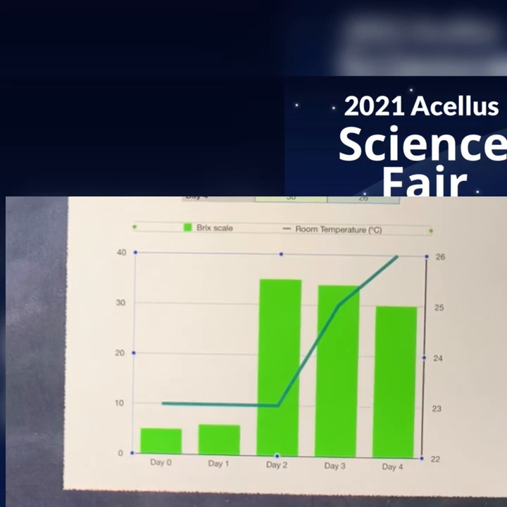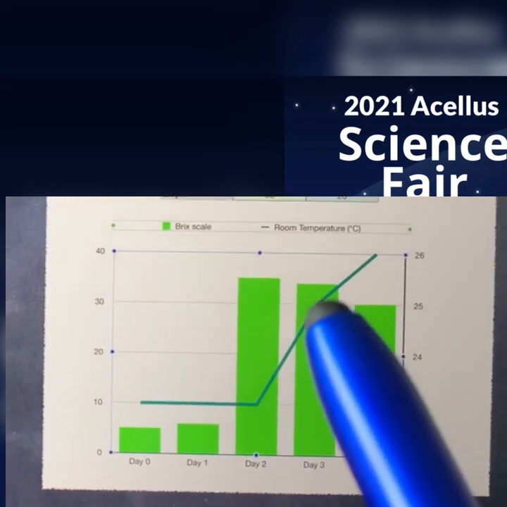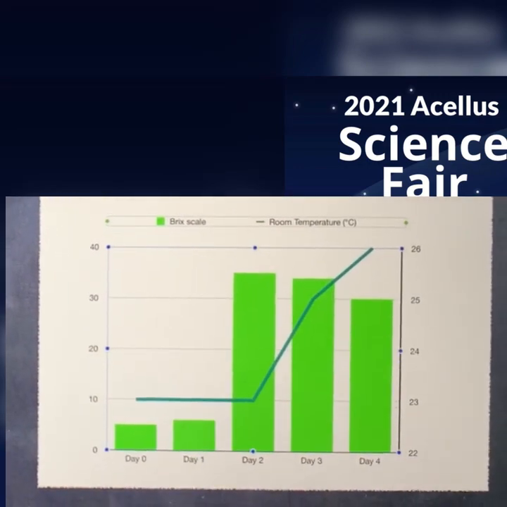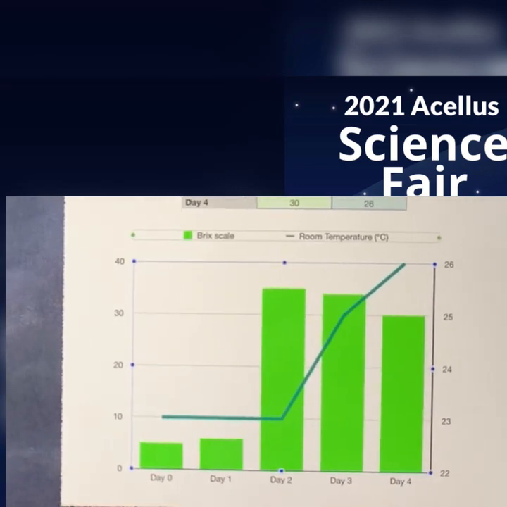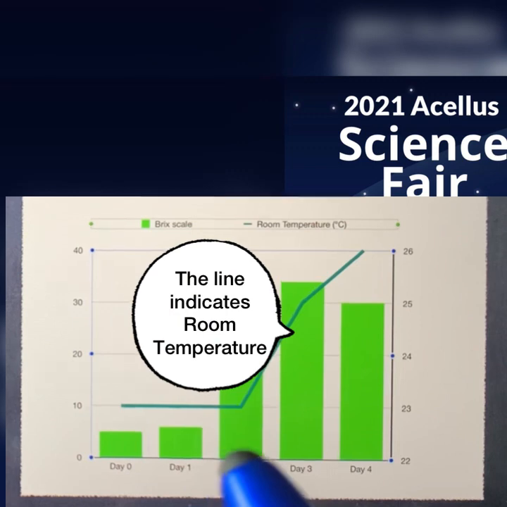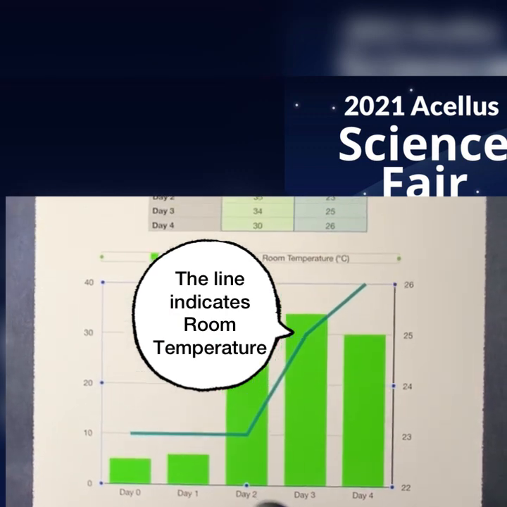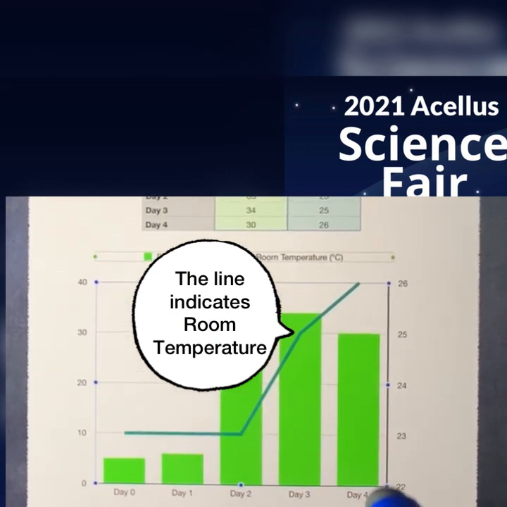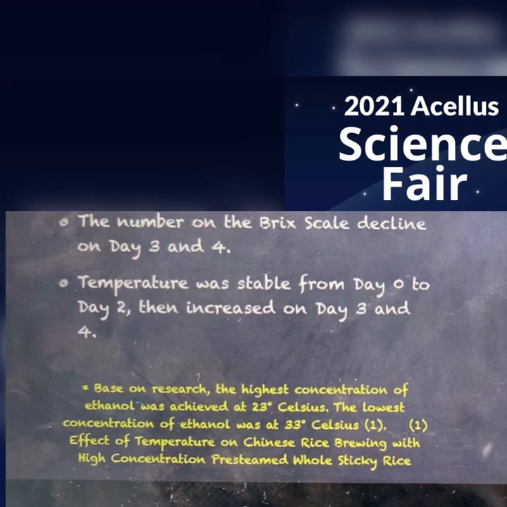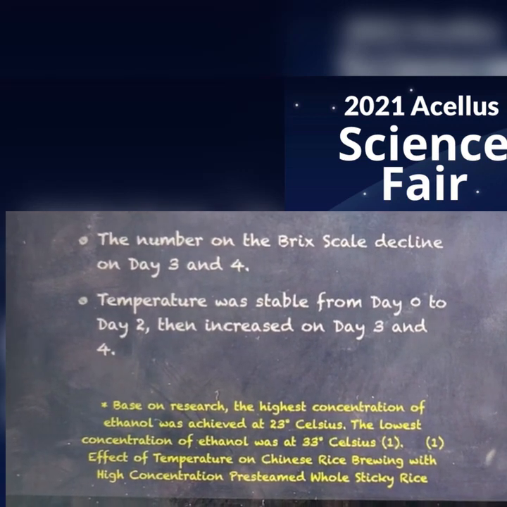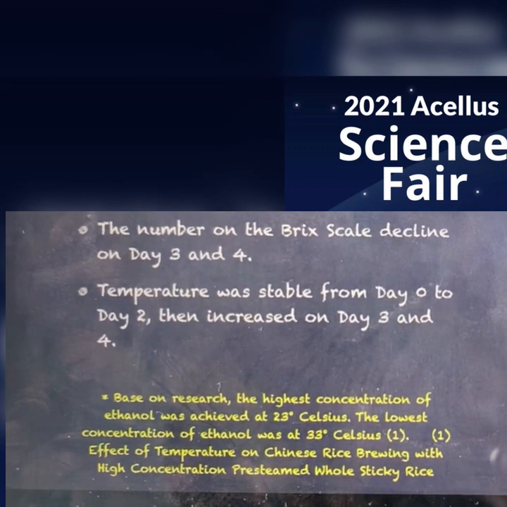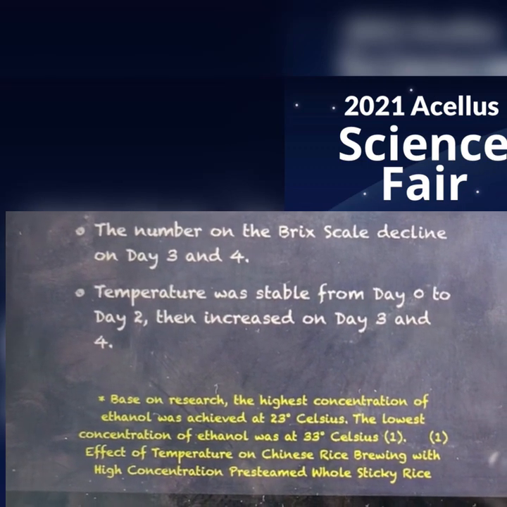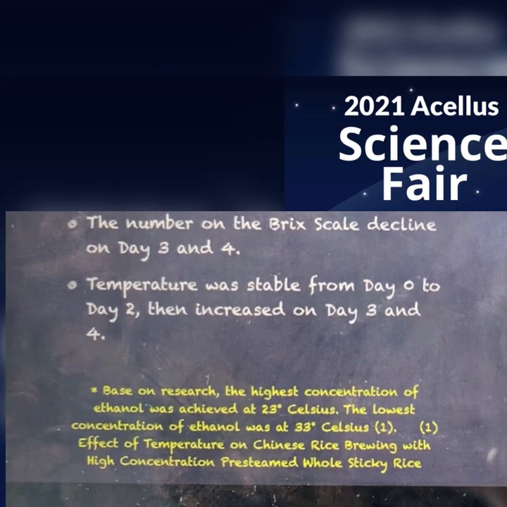Day 2 shows the highest content of ethanol, and the number on the Briggs scale declined on day 3 and day 4. The temperature was stable from day 0 to day 2, then increased on day 3 and day 4. Based on research, the highest concentration of ethanol was achieved at 23 Celsius. The lowest concentration of ethanol was at 33 Celsius.